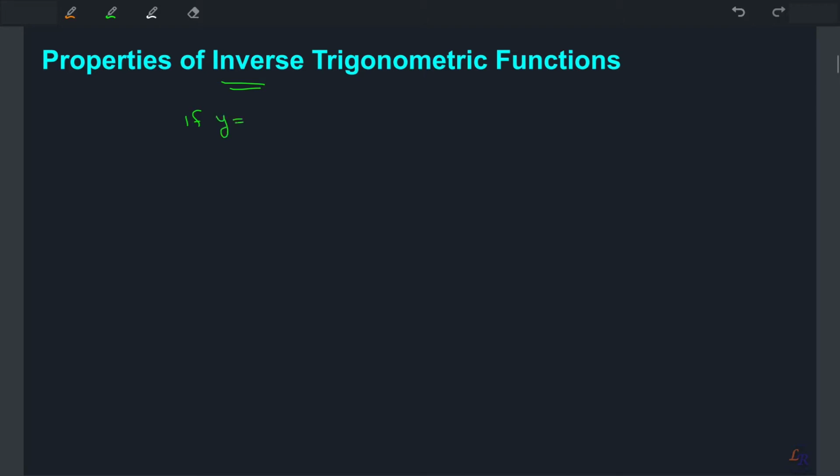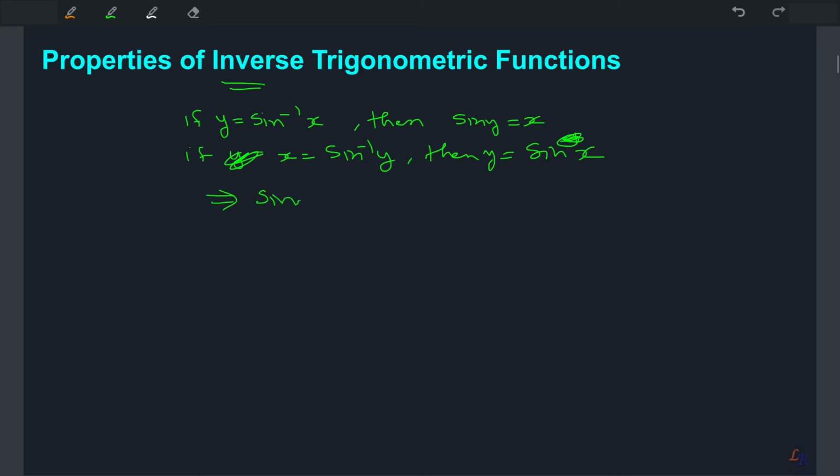Also, as we have discussed, if y is equal to sine inverse x, then we write sine y is equal to x. Similarly, if x is equal to sine inverse y, then we can write y is equal to sine x. So it would mean that you can write sine of sine inverse x equal to x, where the domain is from -1 to 1.